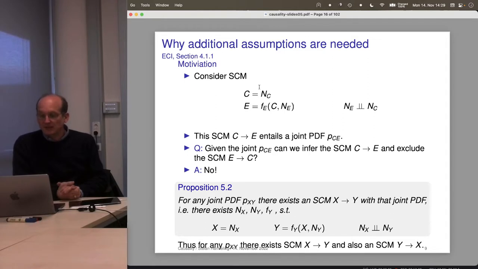Okay, here's a proposition. For any joint PDF, there exists a structural causal model from X to Y with all the nice fancy properties written down here. In particular, there exists one from X to Y and one from Y to X. Maybe this is not so cleverly written down because this is like P_XY, but the order of X and Y in the joint density really doesn't matter. So I could also apply the theorem and I would get a structural causal model from Y to X, with the same construction.